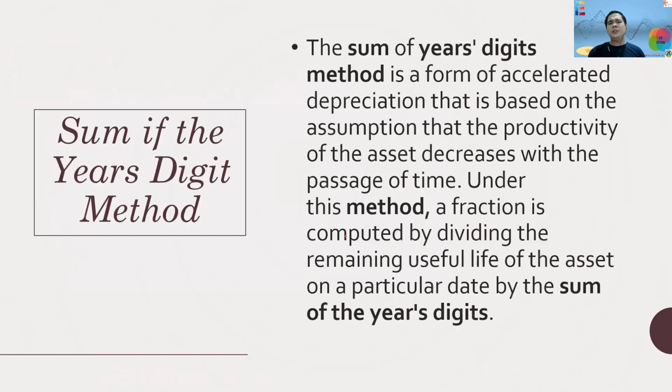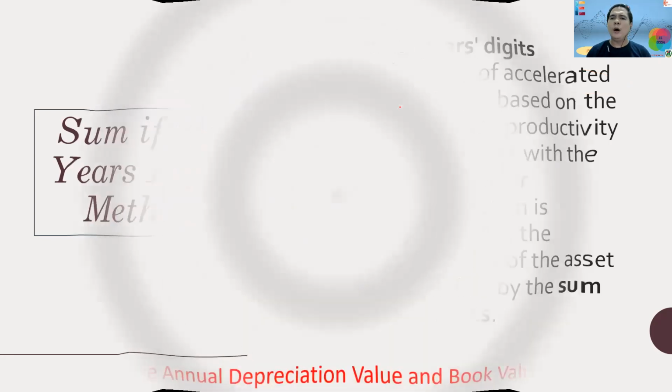Now, the sum of the years digit method. So what does that mean? The sum of the years digit is a form of accelerated depreciation that is based on the assumption that the productivity of the asset decreases with the passage of time. Under this method, a fraction is computed by dividing the remaining useful life of the asset on a particular date by the sum of the years digits. So how do we go about this one?